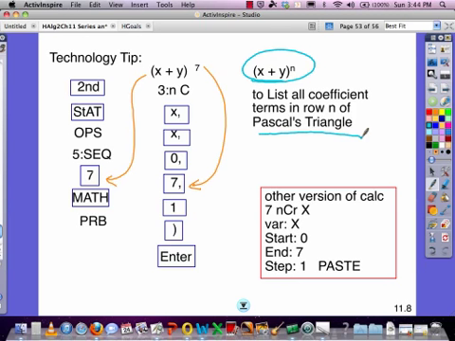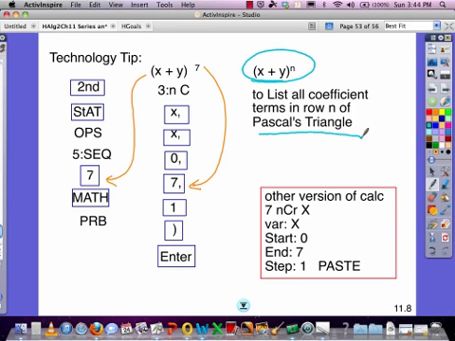So these are TI 84 calculator directions, so hopefully you have something like them. So second, stat, operations. 5 is your sequence. That's what we're doing. In our problem, we have 7 terms. That's why the 7 here. Math, probability.